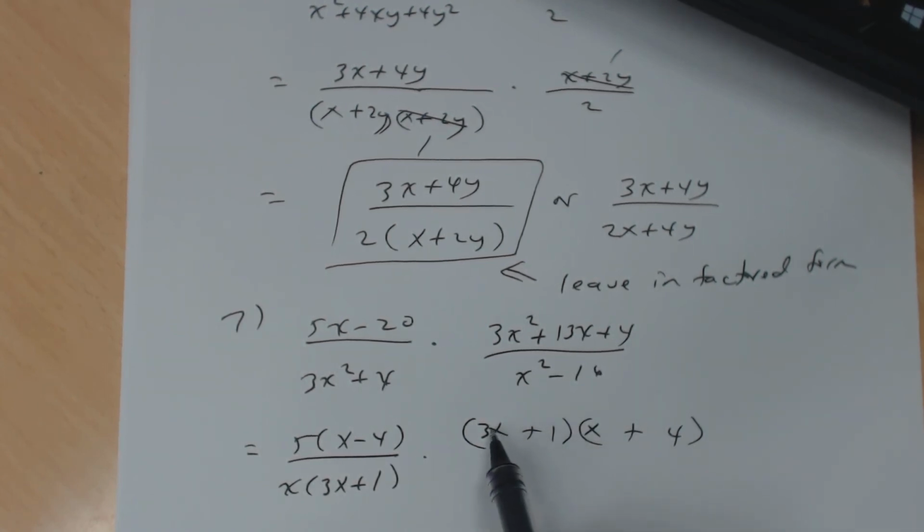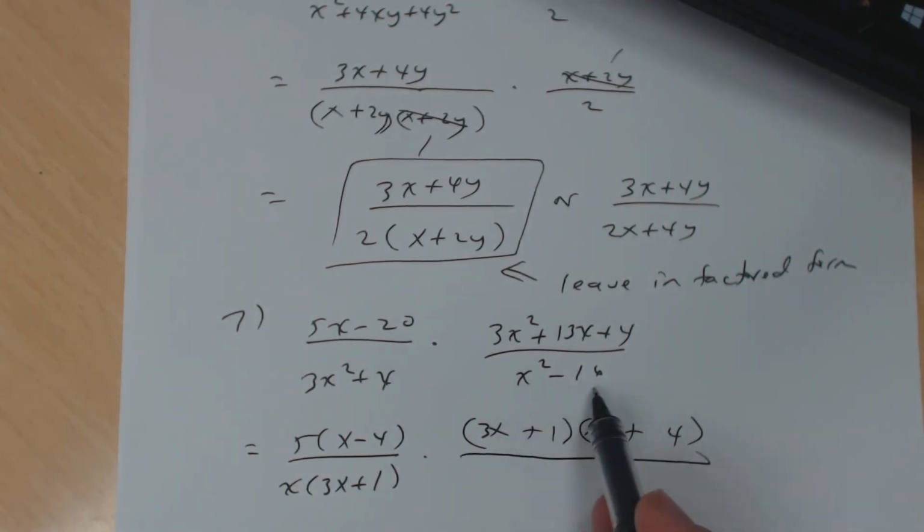You can always check yourself. 3x times x is 3x squared. Positive 1 times a positive 4 is a positive 4. When you add the outer and the inner, the outer is 12x, the inner is 1x. When you add them up, you get 13x. And in this denominator, that's the difference of two squares, so x minus 4 times x plus 4.